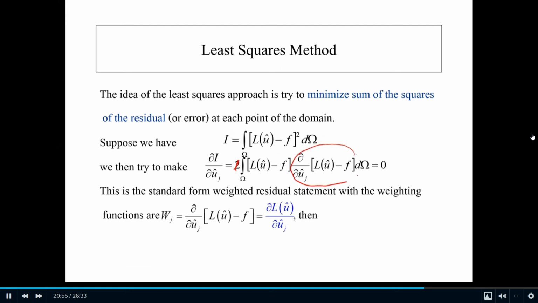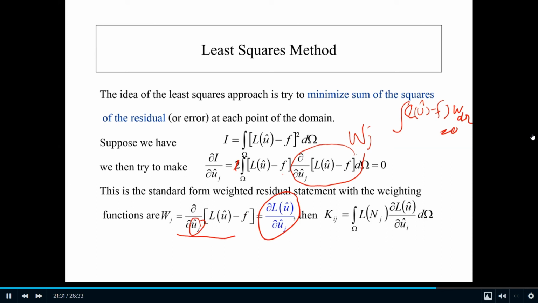So basically, this is W_j. Because in the weighted residual method, you integrate (L u hat minus F) times W equal to 0, integrated over omega. So this term is W, the weight function. F is not a function of U, so it becomes only this W_j.